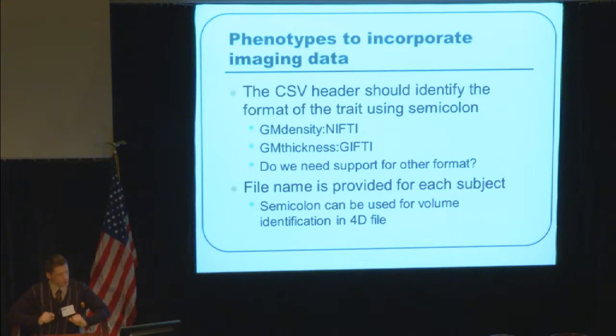There is an extension of the phenotype file to incorporate binary imaging data. In this case, the CSV header should identify the format of the trait using a semicolon notation. Specifically, you would say something like gray matter density, semicolon, nifti, or gray matter thickness, semicolon, gifti. A file name is provided for each subject instead of a continuous variable. Semicolons can also be used for volume identification in a 4-dimensional nifti file.